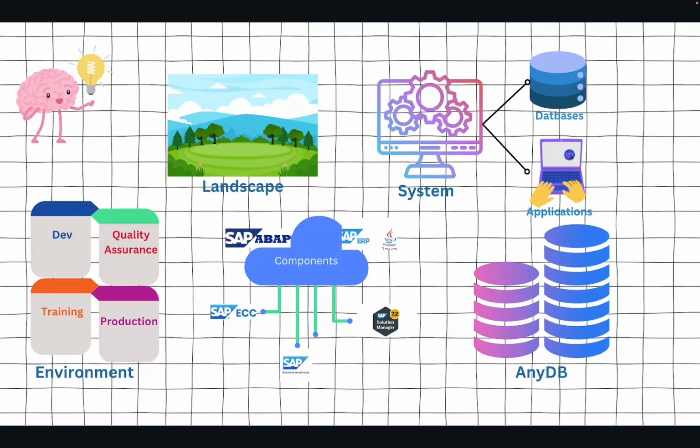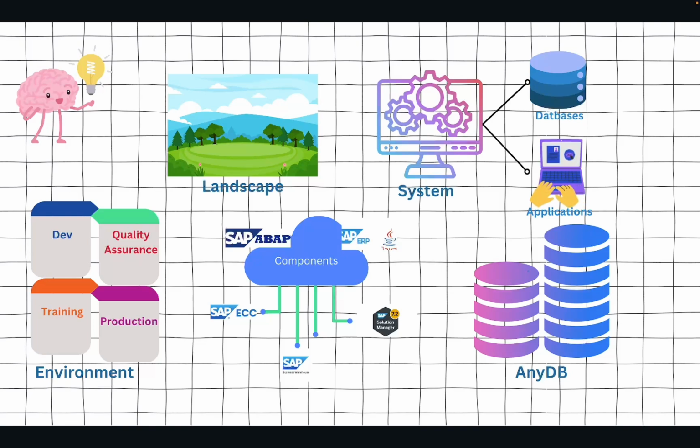Now these components are based on two types of models primarily. ABAP based. ABAP is basically a programming language which is inbuilt in SAP, and SAP also supports Java based applications.